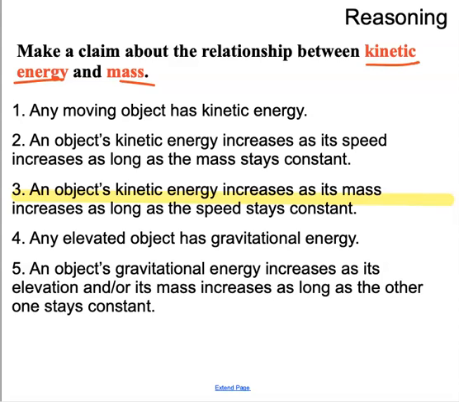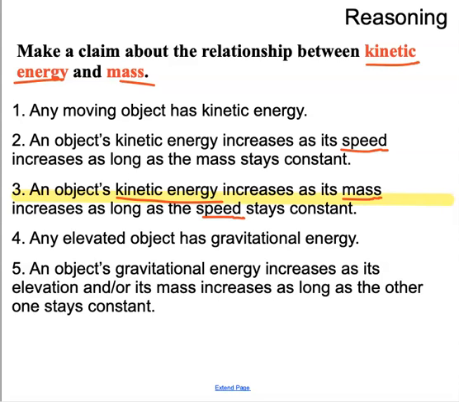So when we look at KE and mass, this one has KE, that's fine. This one has KE, that's fine. But it has to talk about the relationship between kinetic energy and mass. This one talks about speed right here, so this is not the one. But when we talk about this right here, an object's kinetic energy increases as its mass increases as long as the speed stays the same, it talks about KE and it talks about mass. In fact, that would be a pretty good claim as well.